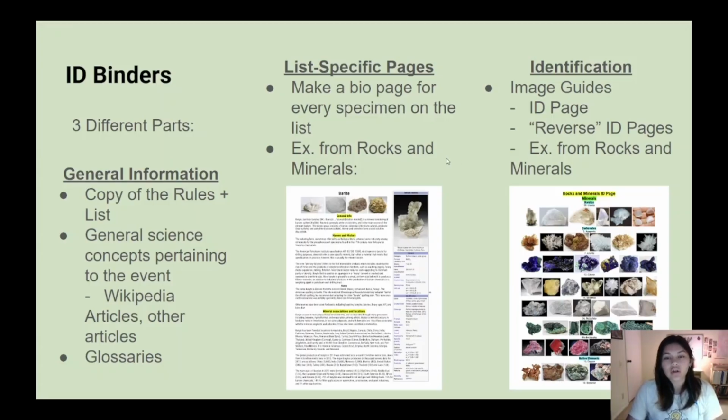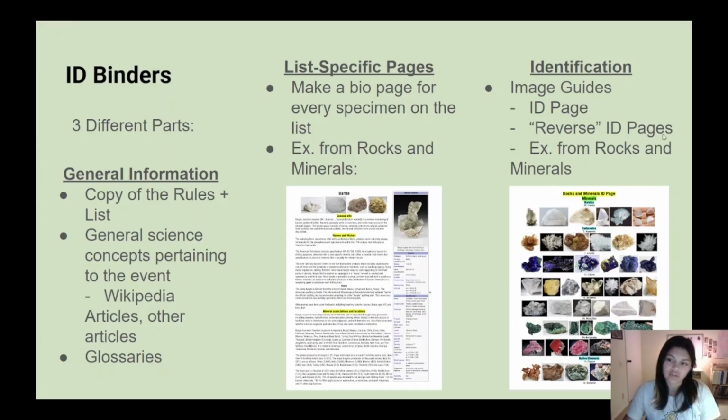So these are all more general science questions that don't necessarily apply to one specific specimen. So you're going to want to also have some articles printed out in your binder that will cover all of that general science. Also here, I forgot to cover this under the identification section.